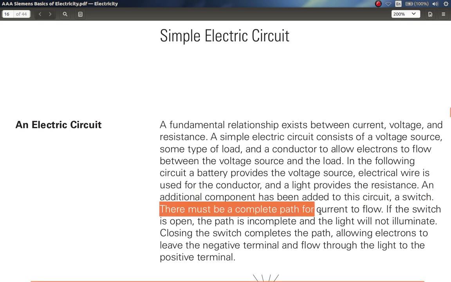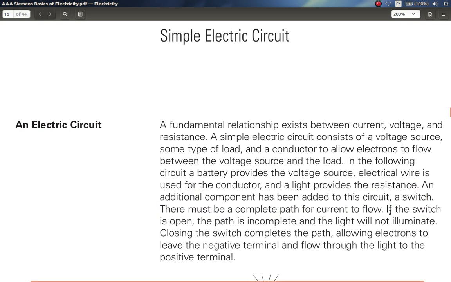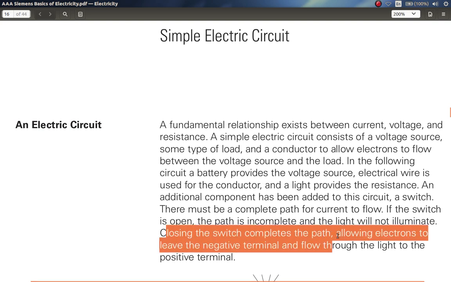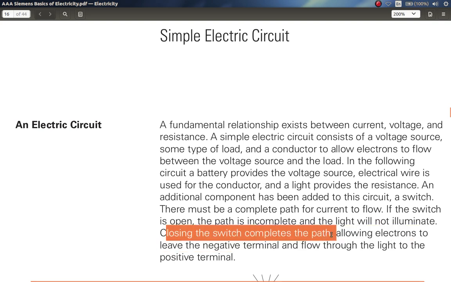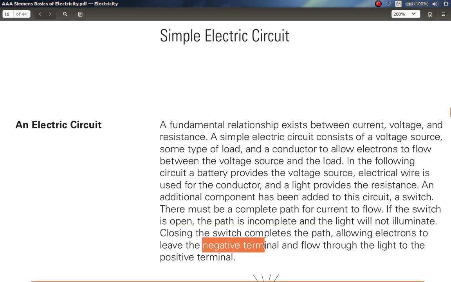There must be a complete path for the current to flow. If the switch is open, the path is incomplete and the light will not illuminate. Closing the switch completes the path, allowing electrons to leave the negative terminal and flow through the light to the positive terminal. Let us have a look at it.